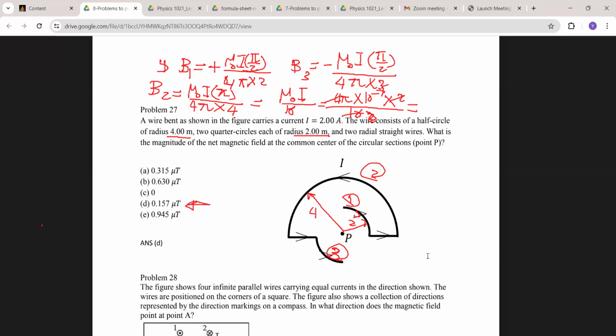Oh, okay. So here B1 and B3 cancel, right? So we're only left with B2. Actually, 1 and 3 cancel each other. So the only one is B2. Oh, okay. All right.